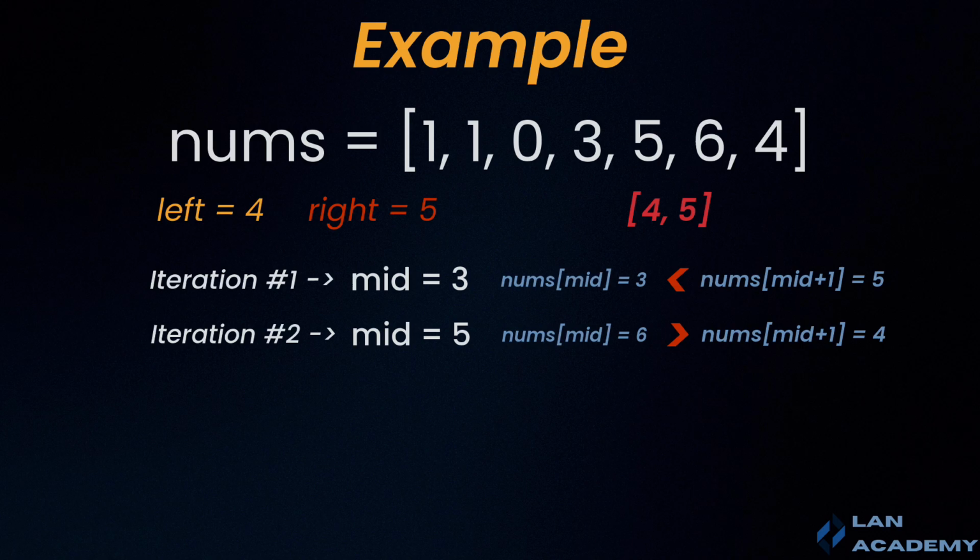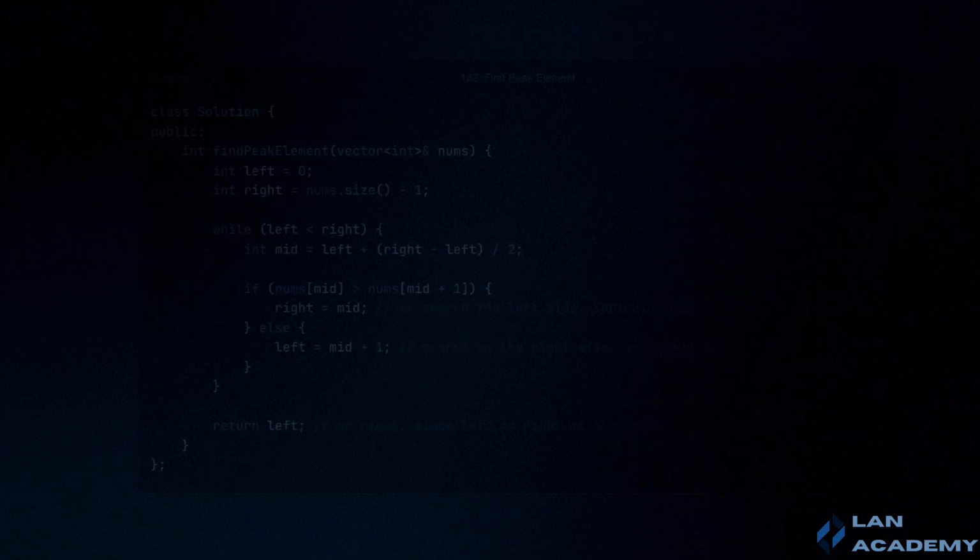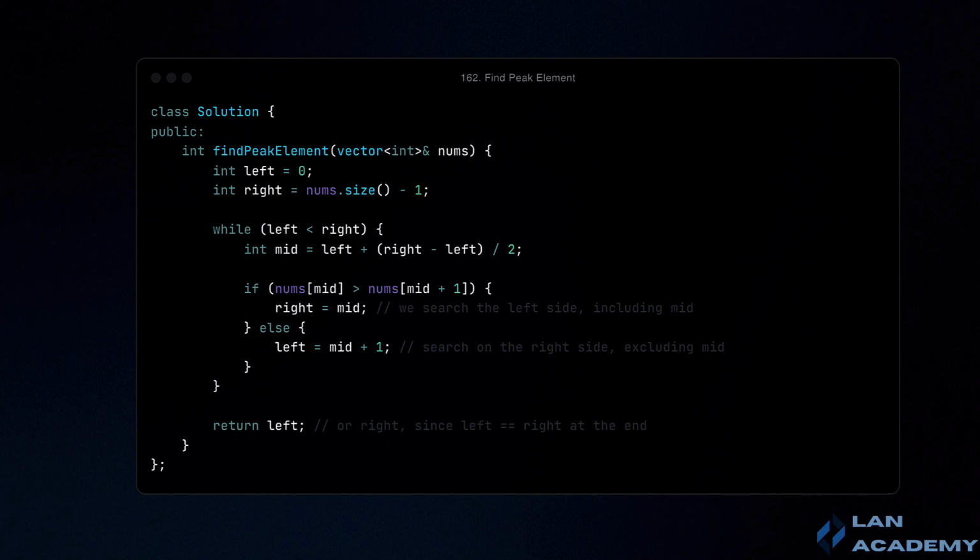In the third iteration, we calculate mid as 4 and compare nums[mid], which is 5, with nums[mid plus 1], which is 6. At this point, the left is less than right condition is no longer true, so the loop terminates. The value at the left index, which is 5, is returned as it indicates the position of the peak element in the original array. This example demonstrates how binary search efficiently narrows down the search interval by halving it at each step, which enhances the efficiency of the peak finding process.